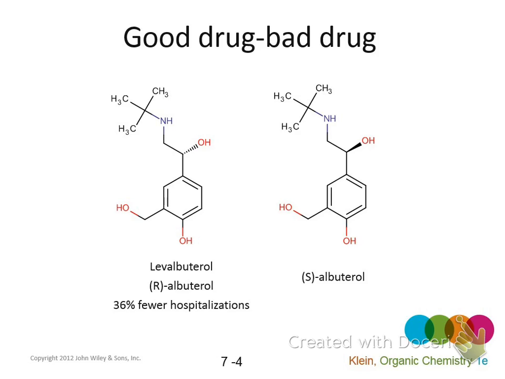So did you see what I did? If I can make mirror images that aren't the same, that aren't superimposable, which is what we said, then they're actually different molecules. And we call these enantiomers.